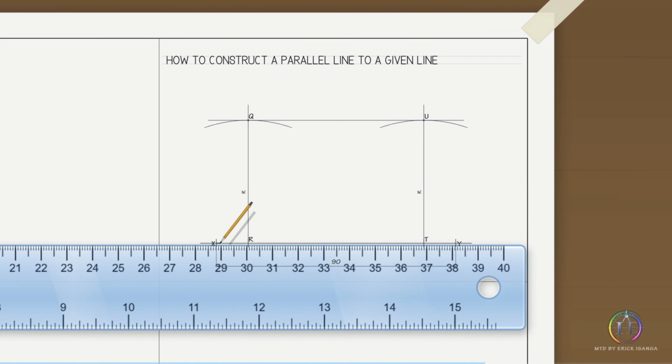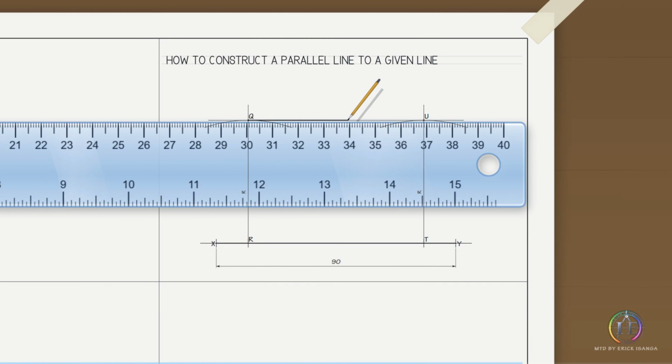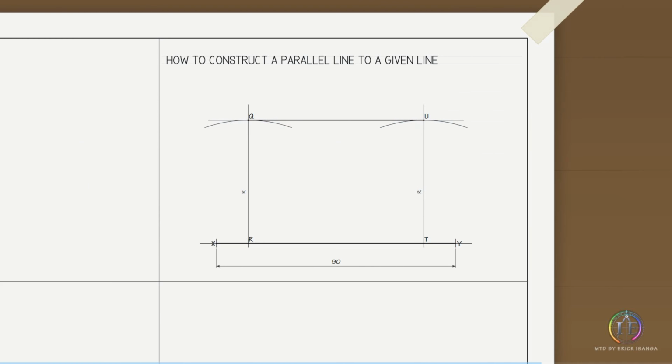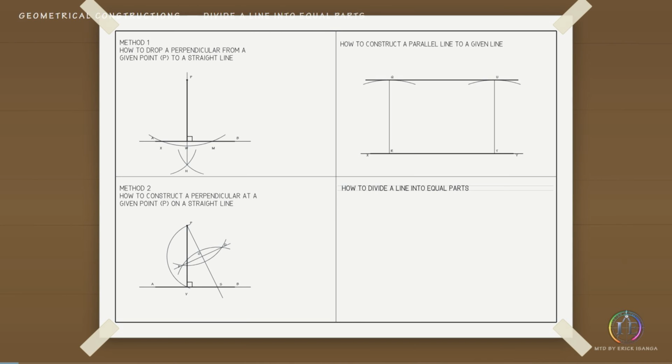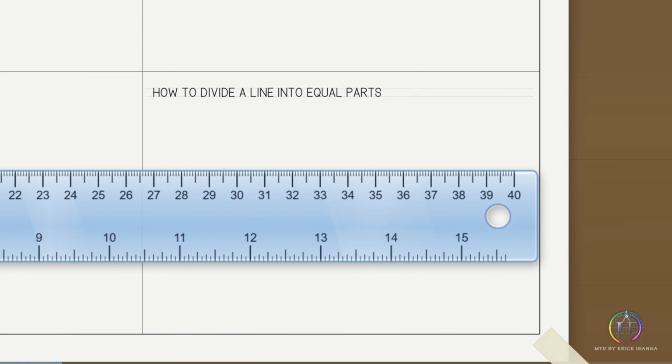Outline the parallel line QU and the given line XY. QU is parallel to XY. The line QU has been drawn parallel to the given line XY. We shall now divide a given line into 9 equal parts. Using the T-square, draw a horizontal line.